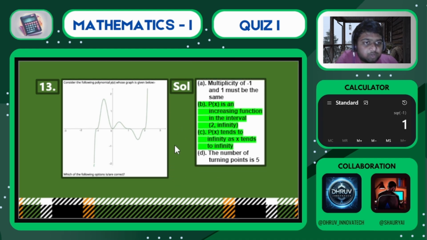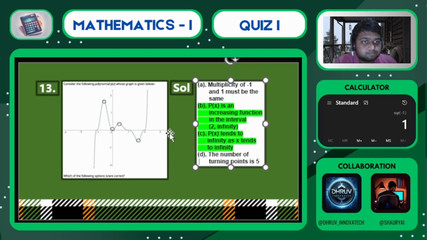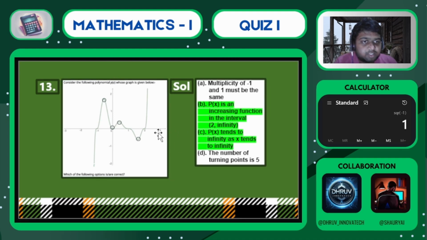Then the number of turning points is 5. In this case, you can observe multiple places where the line touches, but not all of them are turning points. Let me mark which of them are turning points. This is a turning point here. Next turning point you can spot here. The other turning point is this. And the fourth turning point is this one. These are the 4 turning points.